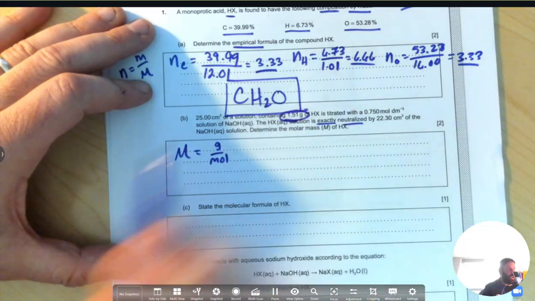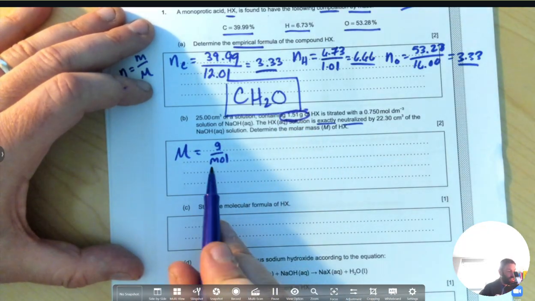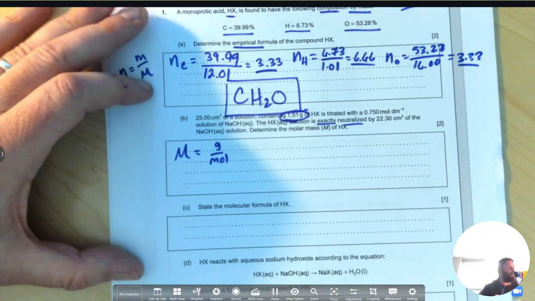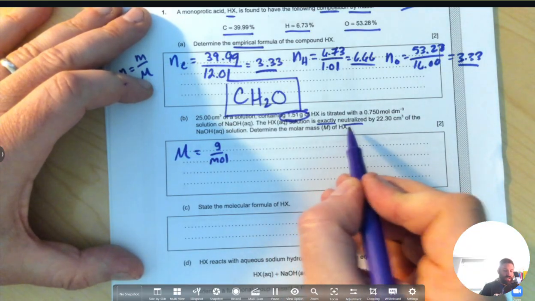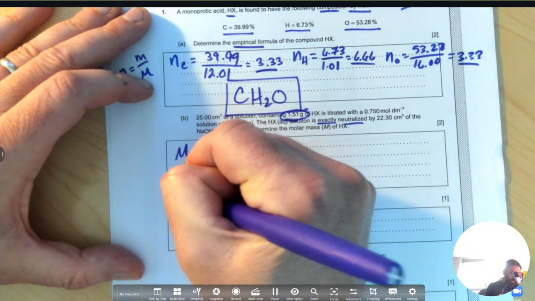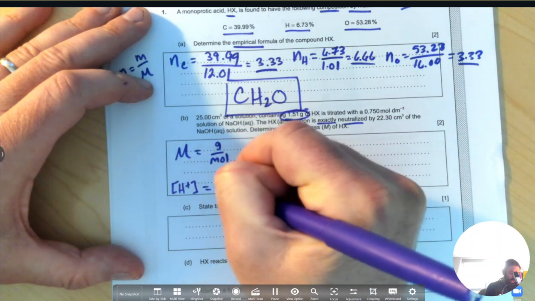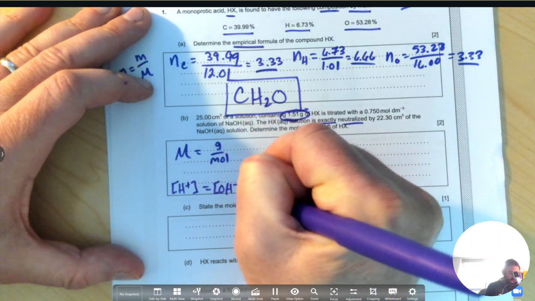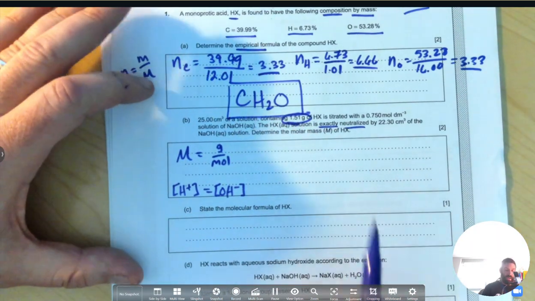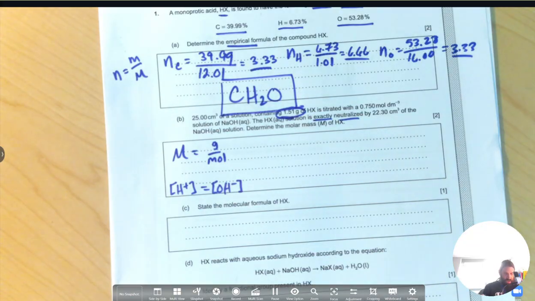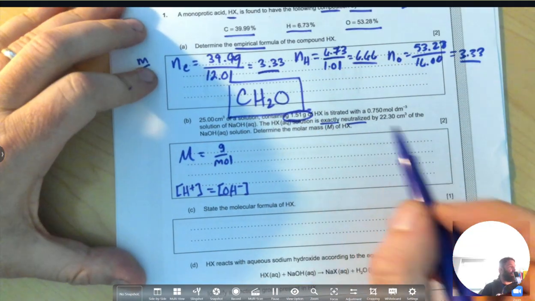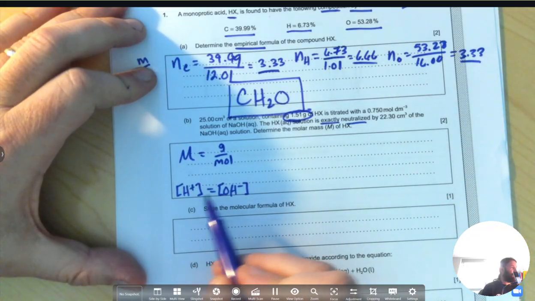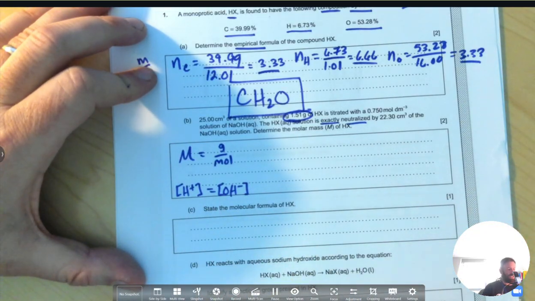Well, we are given the number of grams here, so all we need to do to solve is find out how many moles of HX we have. Remember, if it's exactly neutralized, then the concentration of H+ is equal to the concentration of OH-. So when it's neutralized, it's equal. Basically, we have to find how many moles of the base we have, and that will be equal to the number of moles of the acid.